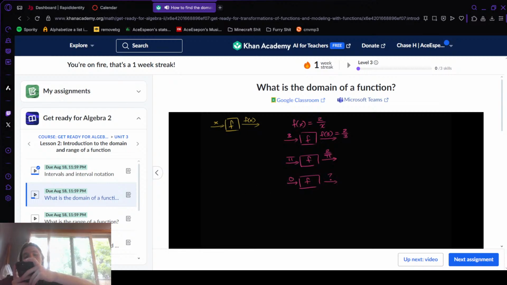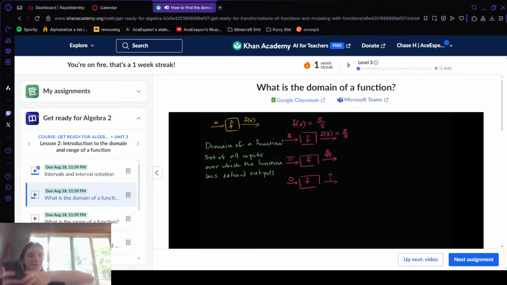So let me write down these big ideas. A domain of a function is the set of all inputs over which the function is defined, or over which the function has defined outputs.